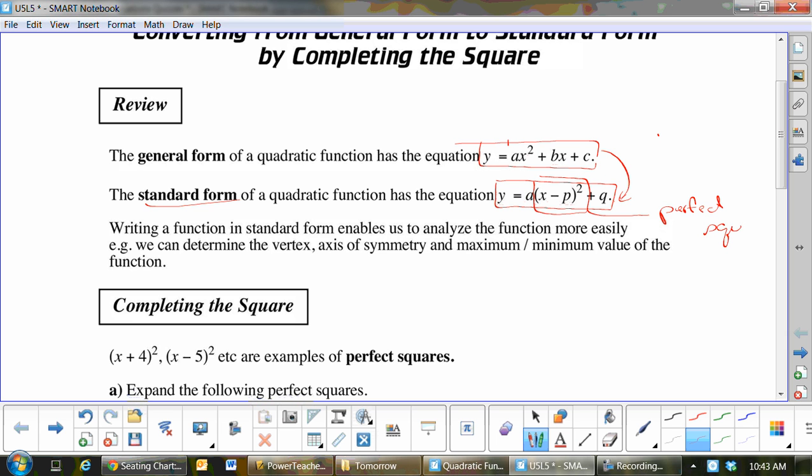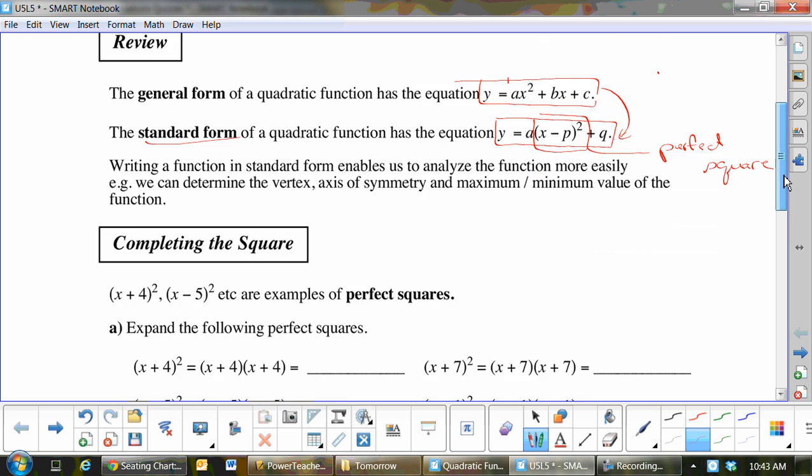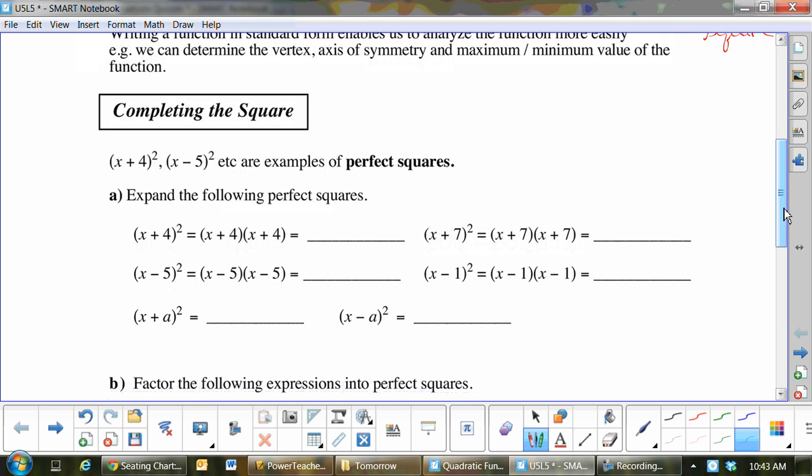Now, today we're going to learn how to make perfect squares. But let's do some perfect squares to see some commonalities. So x plus 4 squared. Well, that's a perfect square, obviously, because it's the same thing as x plus 4 times x plus 4. And if we FOIL, that's x squared plus 4x plus 4x is 8x plus 16.